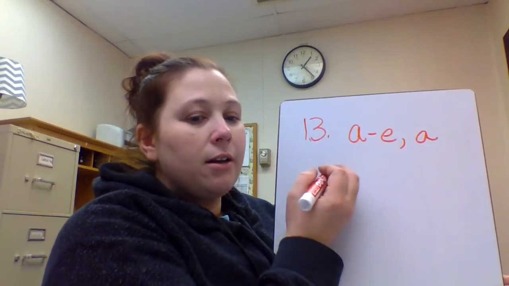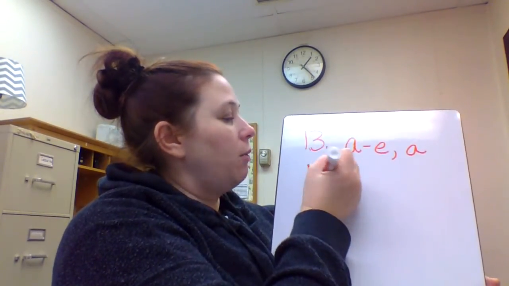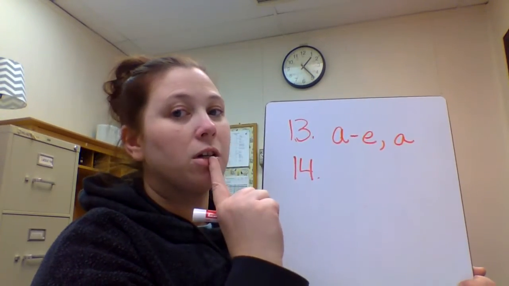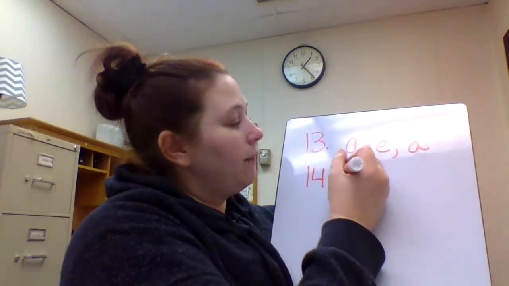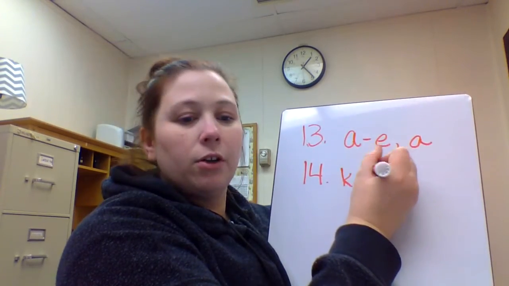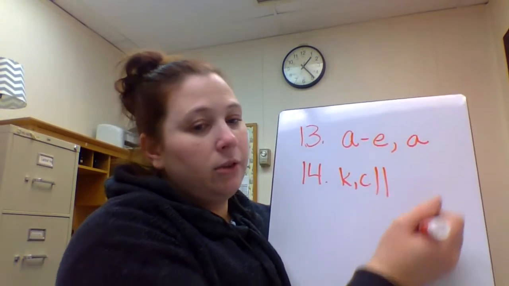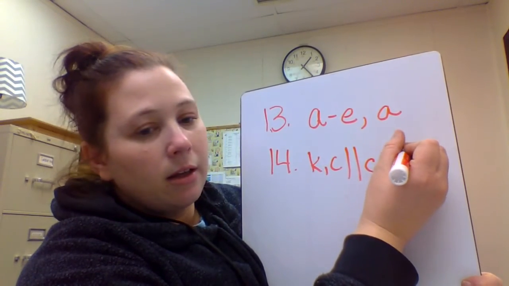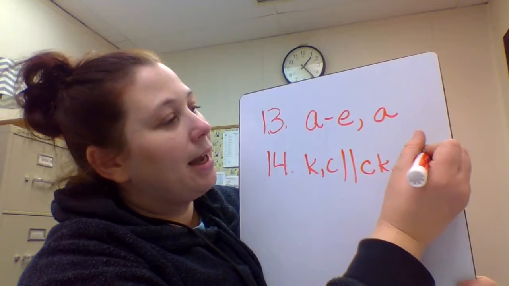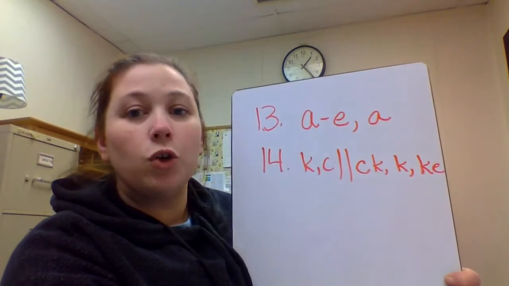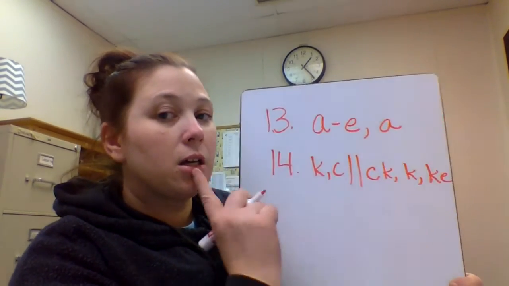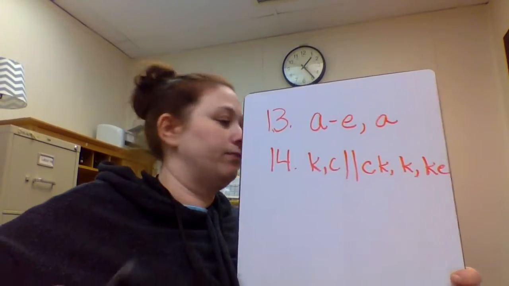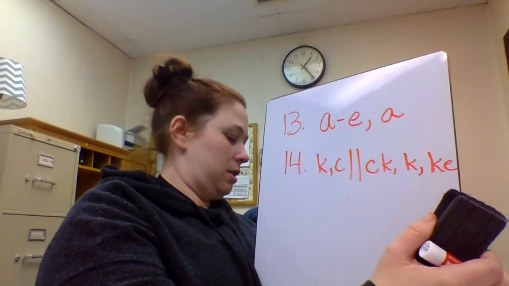And then let's look at number 14, how we would spell the K sound, because we just talked about a new way to spell the final K sound. We have K, comma, C, that we already learned. Final sound could be CK, comma, K, comma, KE. So now we have a new way to spell that K sound at the end of a word. All right, make sure you have these down. I'm going to erase.